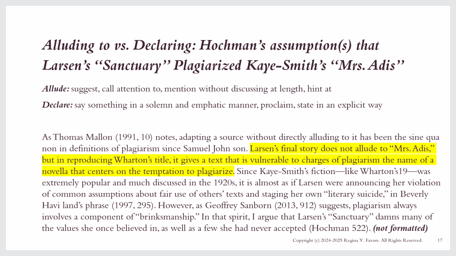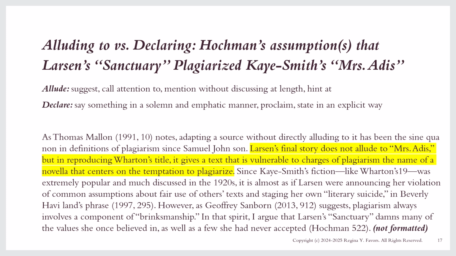In Beverly Haviland's phrase. However, as Jeffrey Sanborn suggests, plagiarism always involves a component of brinksmanship. In that spirit, I argue that Larsen's Sanctuary damns many of the values she once believed in, as well as a few she had never accepted. So I'm not MLA formatting here. So this is just a direct quote.